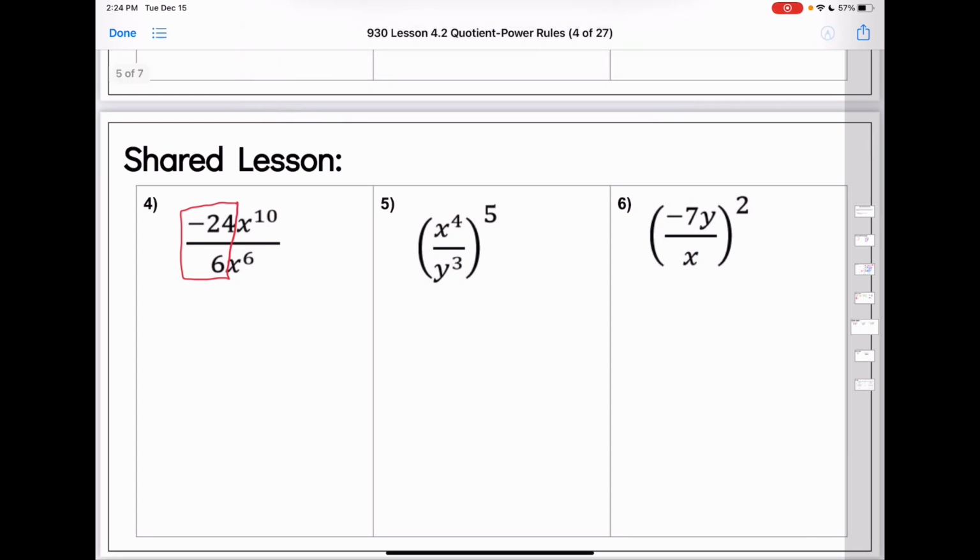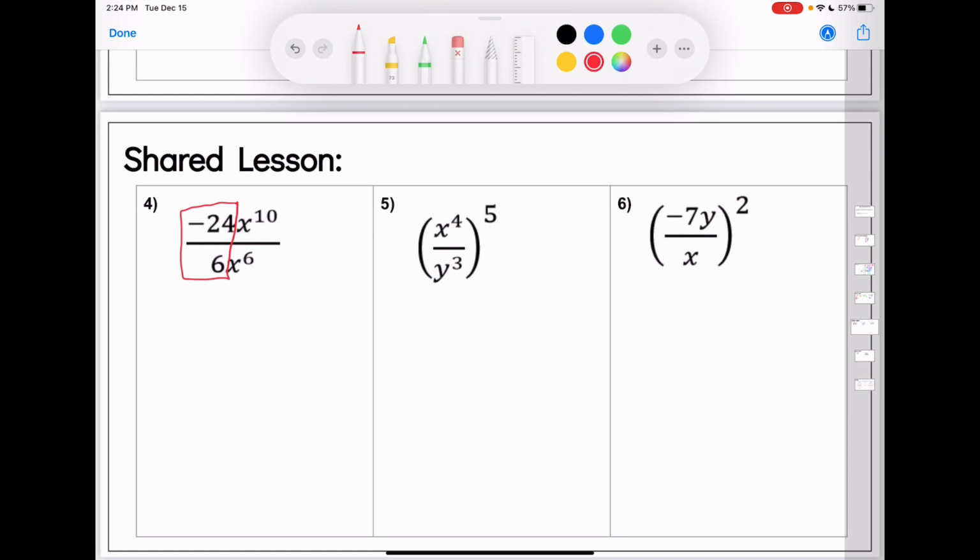Now remember, these are not exponents. These are regular numbers. If I covered up the rest of that fraction, it would just say negative 24 divided by 6, right? These are normal numbers that I am going to divide. That fraction bar means divide. I subtract my exponents, but not coefficients. Coefficients I need to divide. So negative 24 divided by 6 gives me negative 4, and that would be on the top of my fraction.